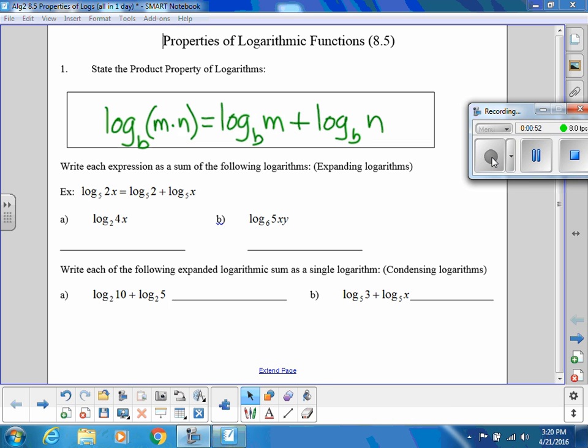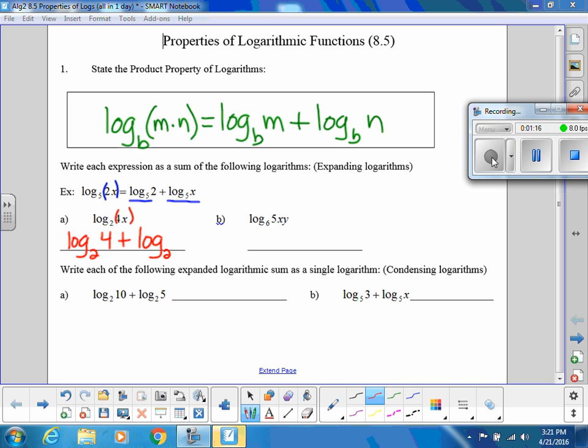Okay, so here's an example of that. You see I have log base 5 of 2x, and they split it apart into two separate logs. Both logs have the same base, and they each have the individual things that were multiplied together. So if I do that same property for this log base 2 of 4x, that would be log base 2 of 4 plus log base 2 of x.